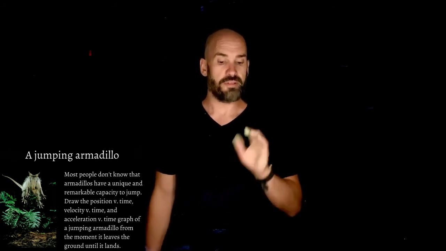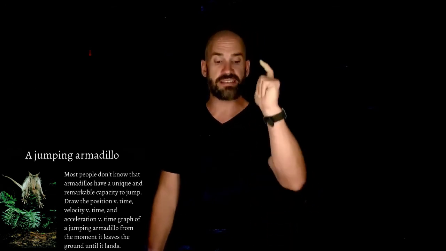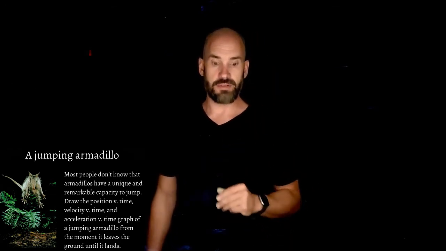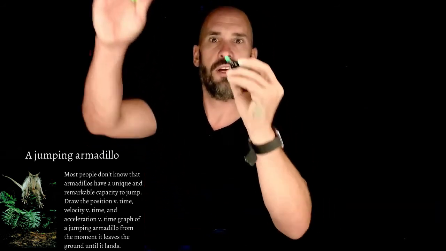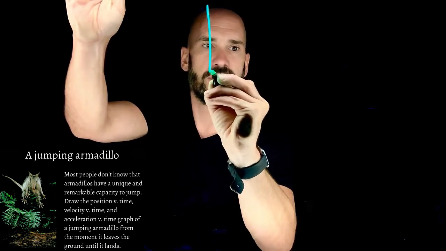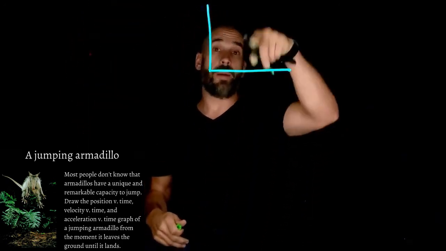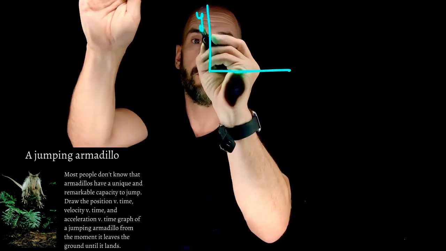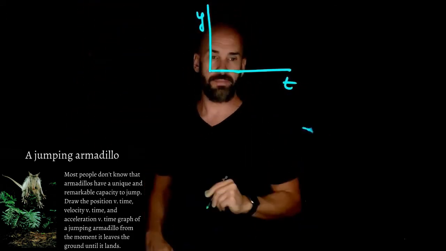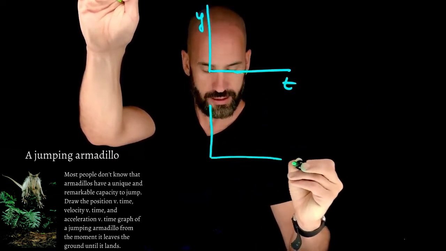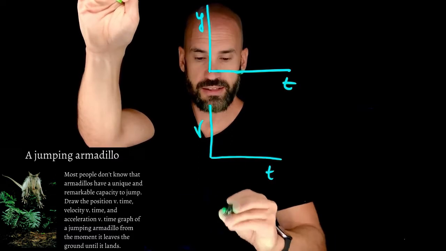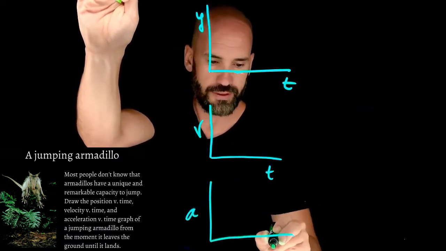So if you advance to the jumping armadillo slide, the question is, what would be the position versus time, the velocity versus time, and the acceleration versus time graph of a jumping armadillo from the moment it leaves the ground until it lands? Okay, guys, no big surprise here. We're going to do the same thing we've been doing. Start out with a position versus time, except this one's going up and down. So we'll call this y instead, okay? So the position versus time graph is going to be y. The velocity versus time will be beneath it, and then the acceleration versus time is after that.